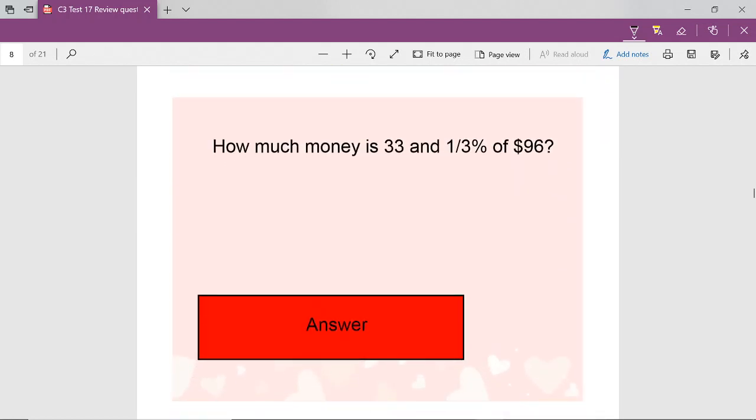All right, continuing on. How much money is 33 1/3% of $96? Well, based on our lesson of choosing the correct rational number, I probably wouldn't keep it as a percent or as a decimal. I would turn 33 1/3 into 1/3. That's our fraction form of that percent. Of means multiplication, and then $96. Okay, so 1/3 of $96, I would just divide by 3 and get $32.